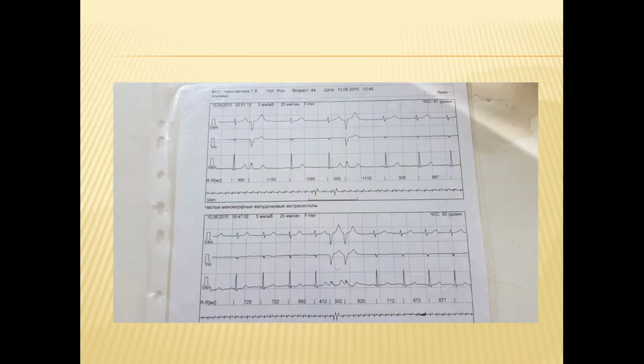What else can we detect? Also, you can detect ventricular extrasystoles. You can see in the upper ECG two separate monomorphic ventricular extrasystoles, and in the lower ECG you may see a couplet of ventricular extrasystoles, also monomorphic. They are both together.